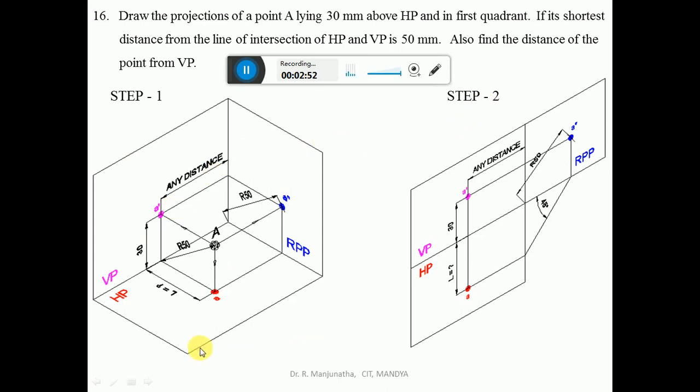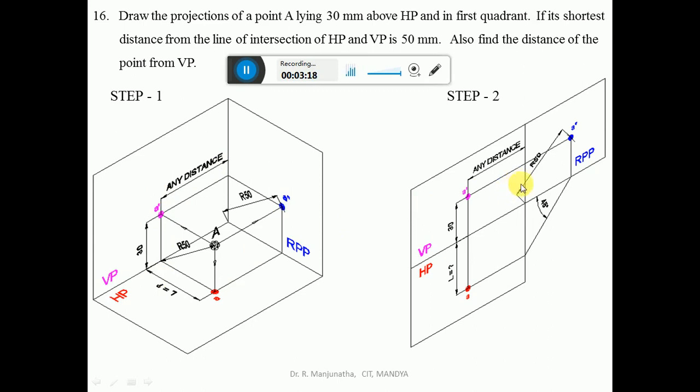In step 2, we have rotated the horizontal plane downwards by 90 degrees and the right profile plane to the right side by 90 degrees, as shown, and accordingly the images on the respective planes are also rotated. So when you look from the front view, the distance with respect to the profile plane, which is any distance, and also the distance above HP can be seen.